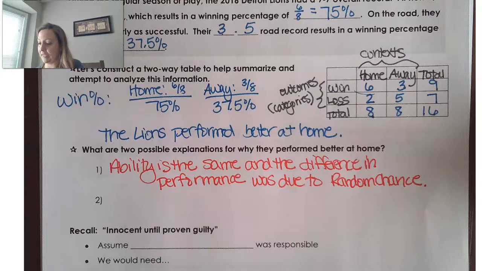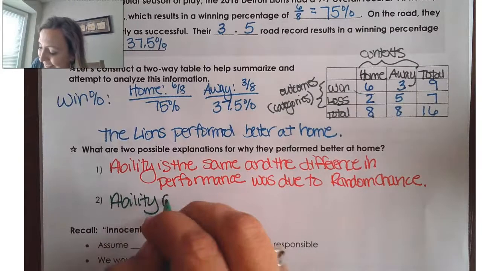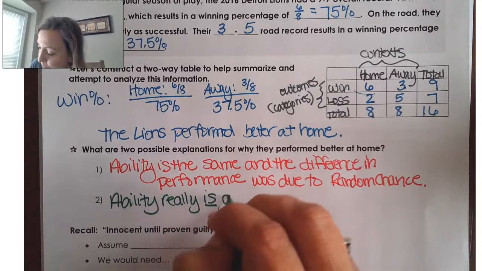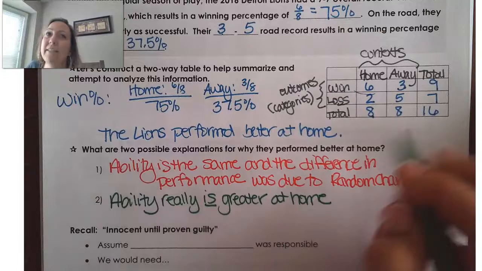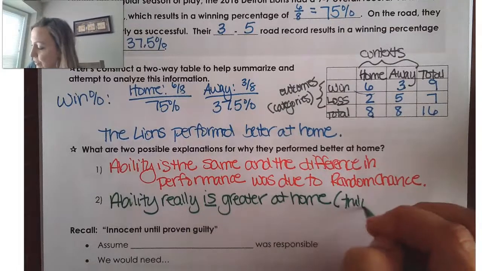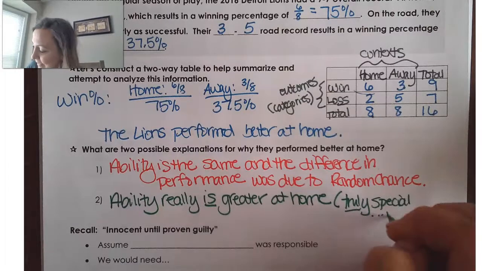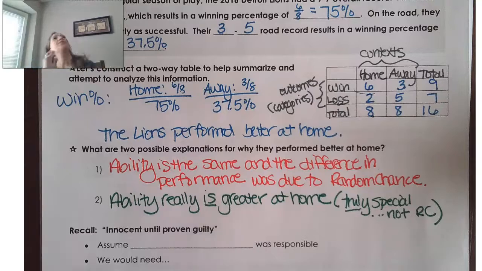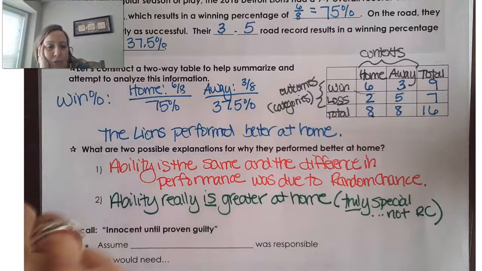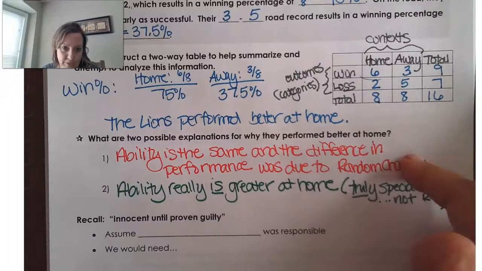The second possible explanation, however, is that their ability really is greater at home. Basically, we're saying that that truly is special and not due to random chance. And so this idea is something that we're going to use to write our hypotheses. This idea that it could be random chance or it could be something special.